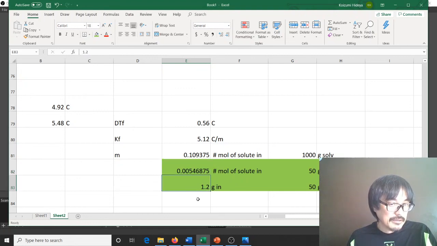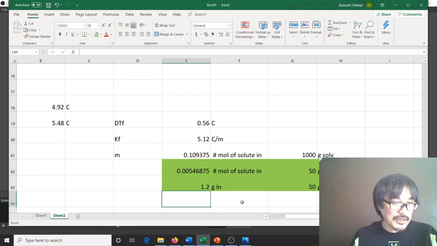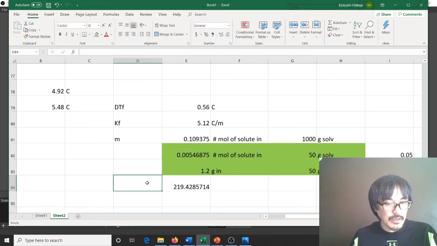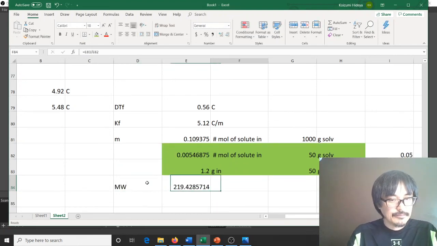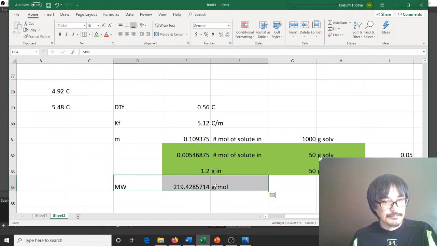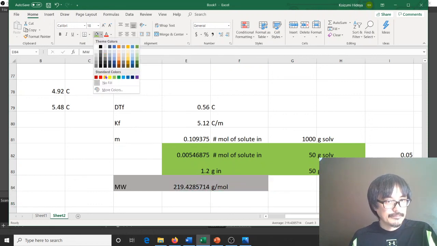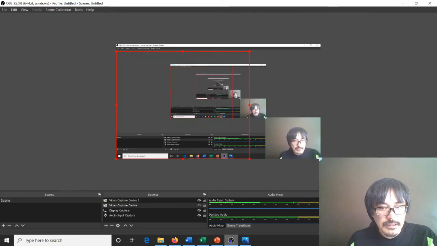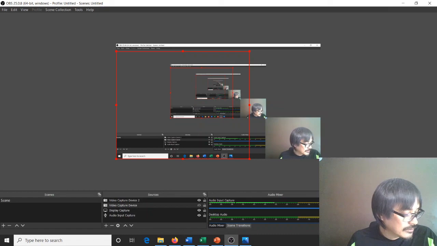Right? So mass divided by the number of mole is going to give you the molecular weight, right? So molecular weight is going to be mass divided by the number of mole. That's going to be the molecular weight, so that's gram per mole. So that's pretty much all there is to it for question number 13.